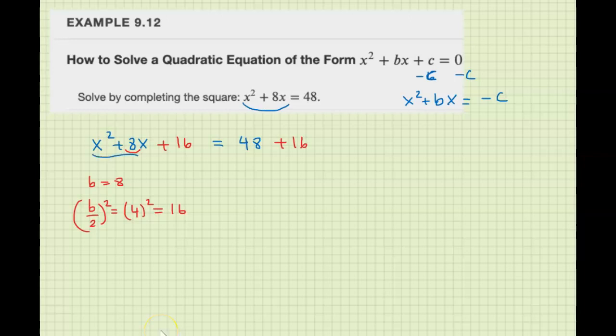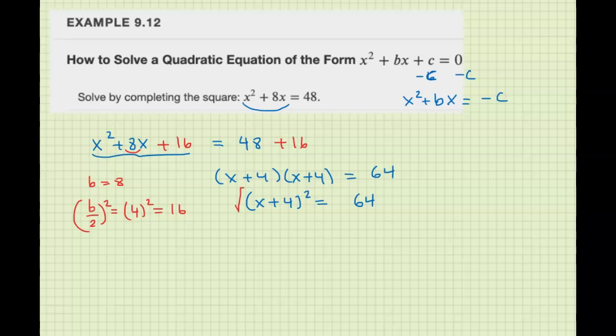Now this is going to factor as x plus 4 and x plus 4. And 48 plus 16 is 64. Let's write this as a perfect square. Notice that we have a quantity squared equals a number. This is going back to the last section where we used the square root property.